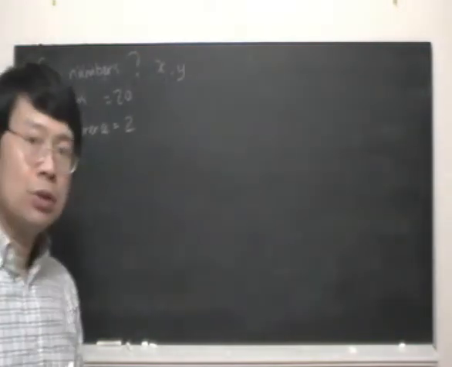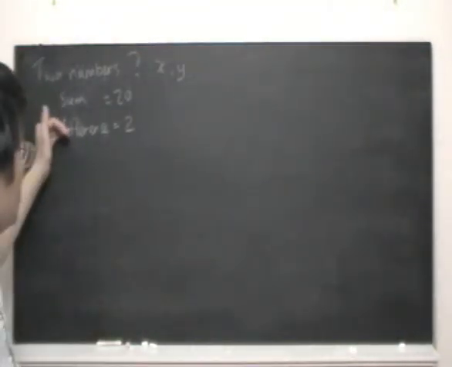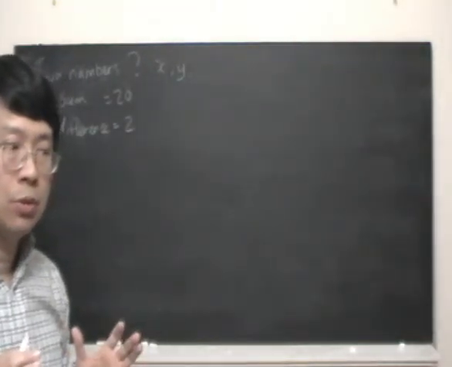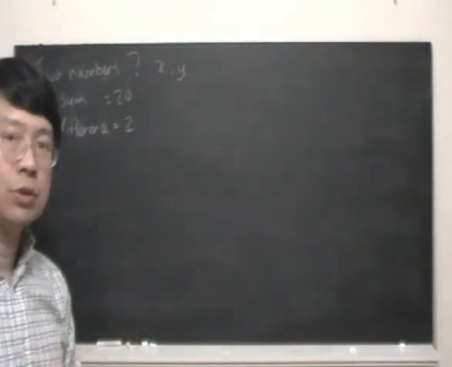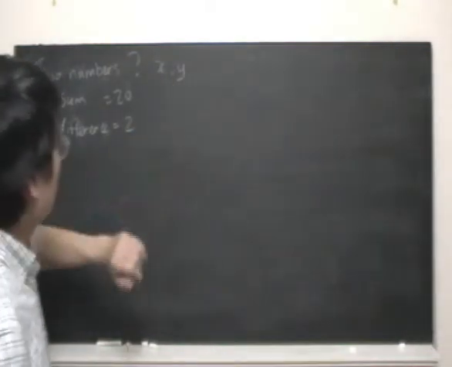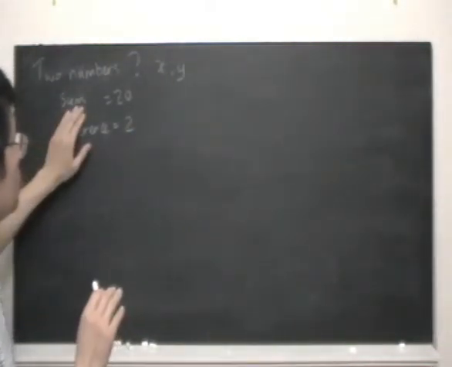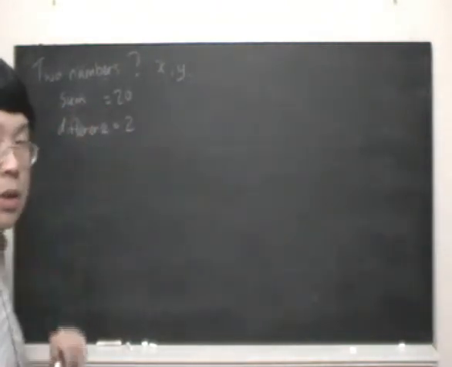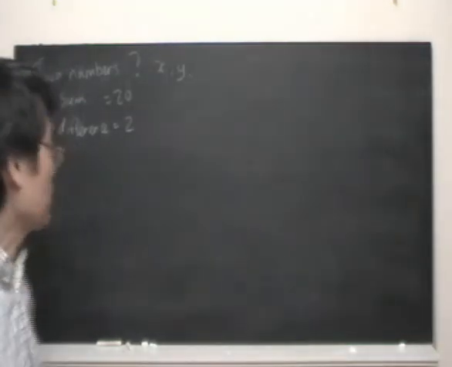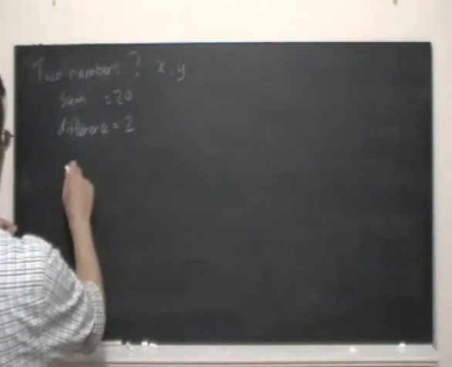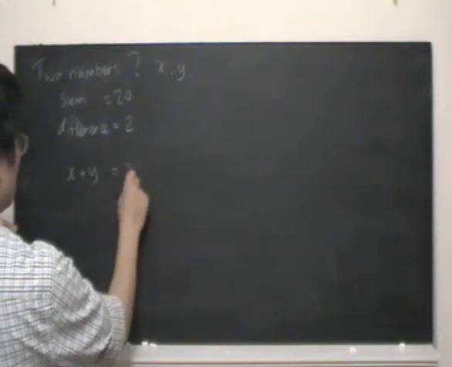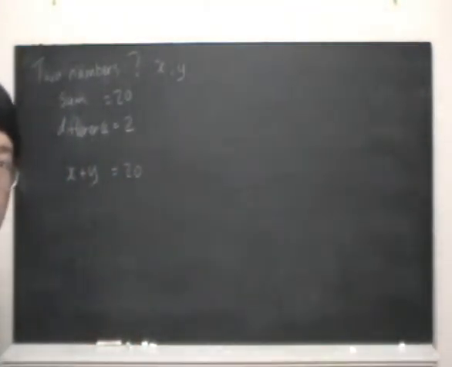Next, we want to use the information given to make some equations with x and y. So x and y are the two numbers, and the sum of these numbers is 20. That means the sum of x and y is 20. We can write that down. The sum of x and y means x plus y. It is 20 means that this is equal to 20. There we have one equation.